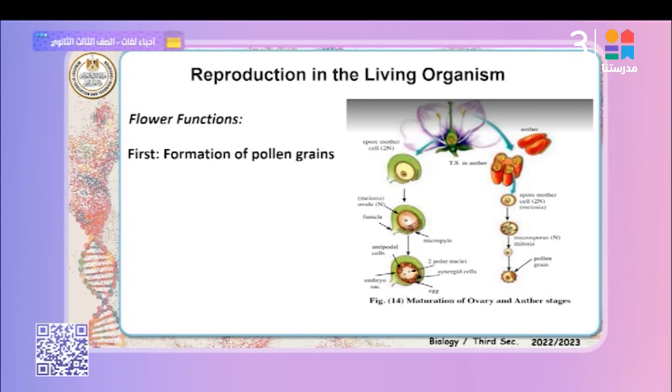The anther consists of 4 sacs. Each sac contains a large number of spore mother cells, which are 2N. Inside the anther, the spore mother cell divides meiotically. Meiosis gives us 4 cells, each with a chromosomal set N. Forming 4 cells, each one contains N and is called a microspore.